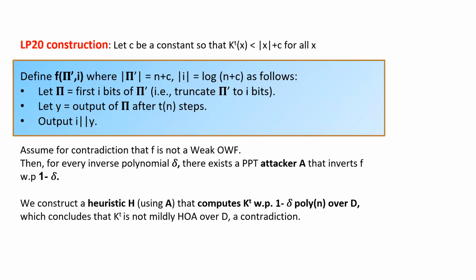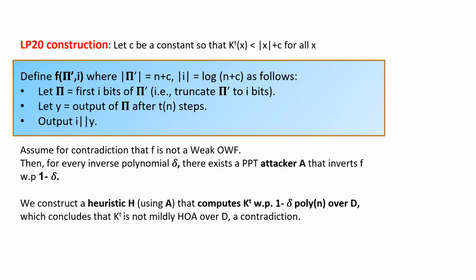And it proceeds as follows. First, here's my very long string pi prime, and I truncate it to the first I bits. And I interpret the first I bits as a program and run it for T of n steps. And finally, we output my index I together with my output Y.